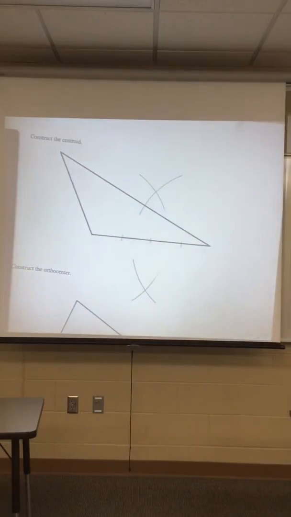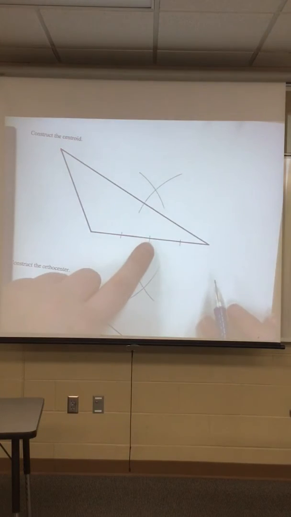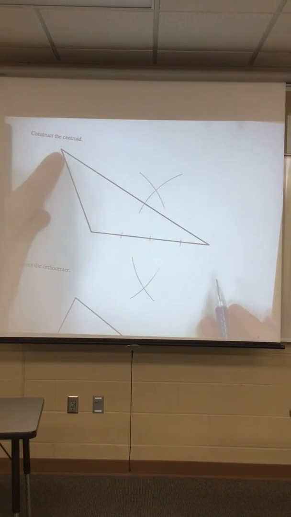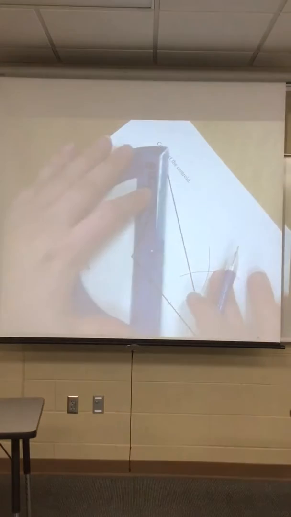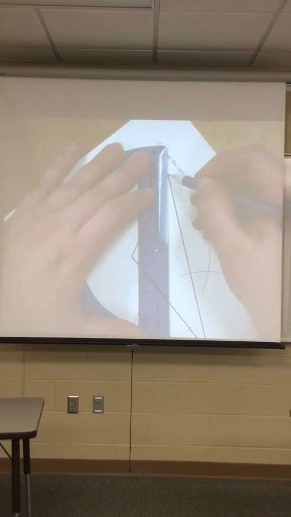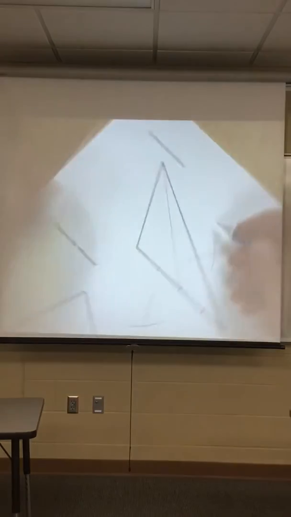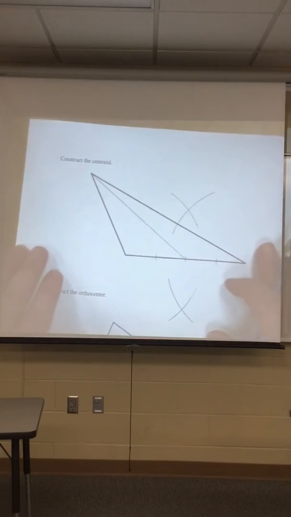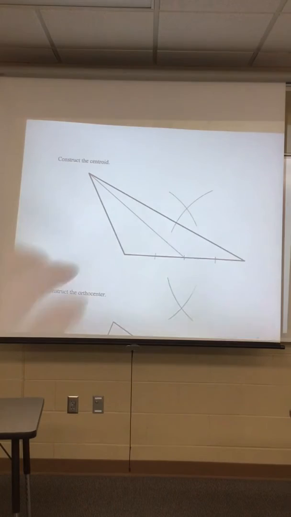Okay, now you have to draw a line from that midpoint to the vertex opposite that side. So it's going to be this vertex right here. And we'll do that. And then that's your first median. We're going to do that 2 more times with each side.